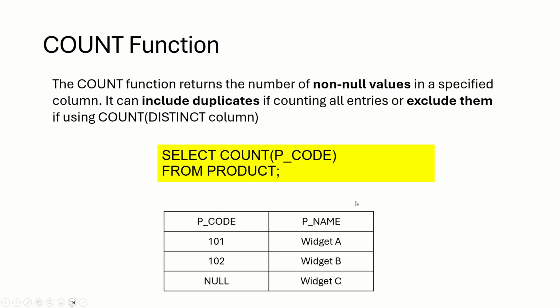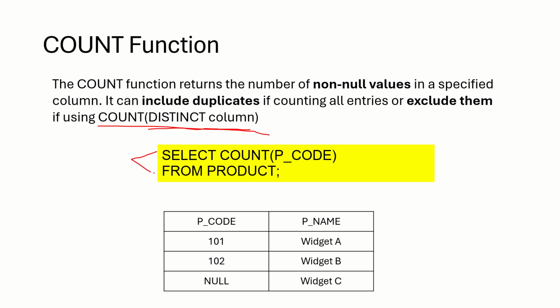Okay, so first we're going to talk about the count function. The first thing to know: the count function will return the number of non-null values in a specific column. So it will count how many values are in a certain column. It can include duplicates if counting all entries, or exclude them using count distinct. We will talk about this one later.